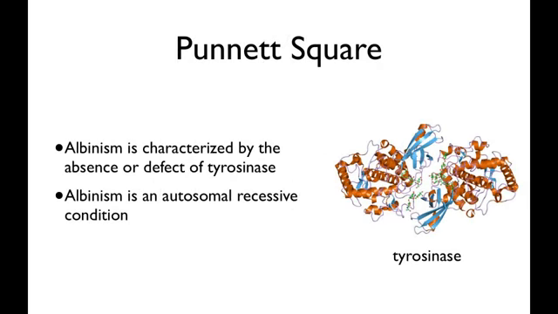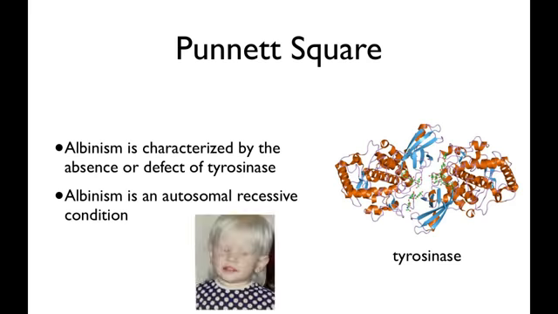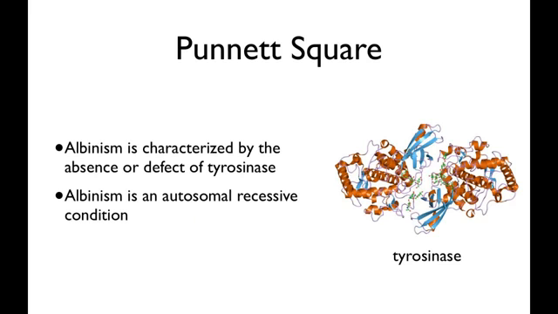The first example I want to look at is the disease albinism. Albinism is the lack of melanin, the pigment in our hair and skin. This lack of pigment is actually due to an inactive or absent form of tyrosinase. This is the enzyme responsible for the production of melanin and actually has copper at the center.